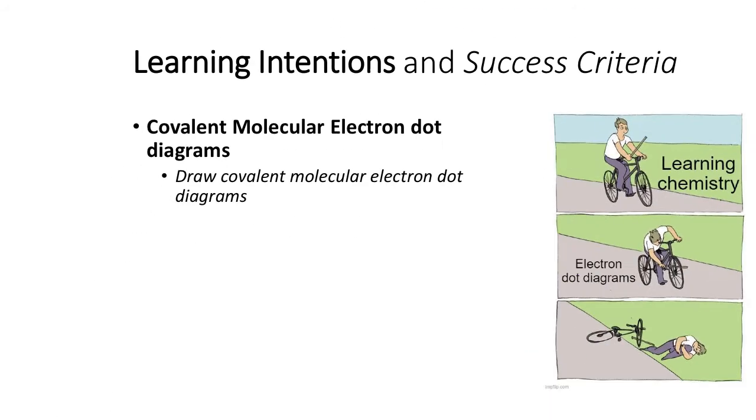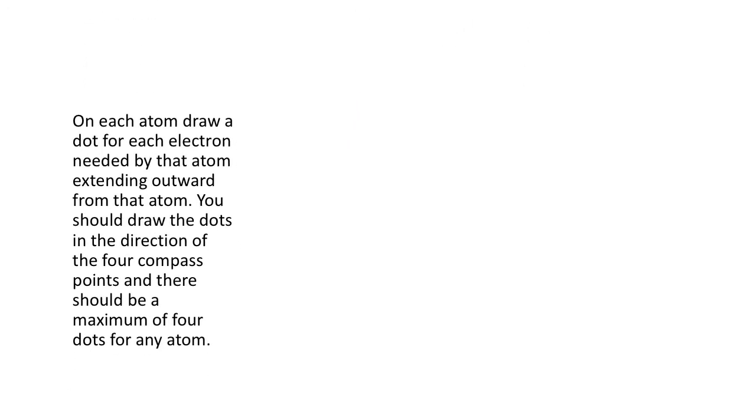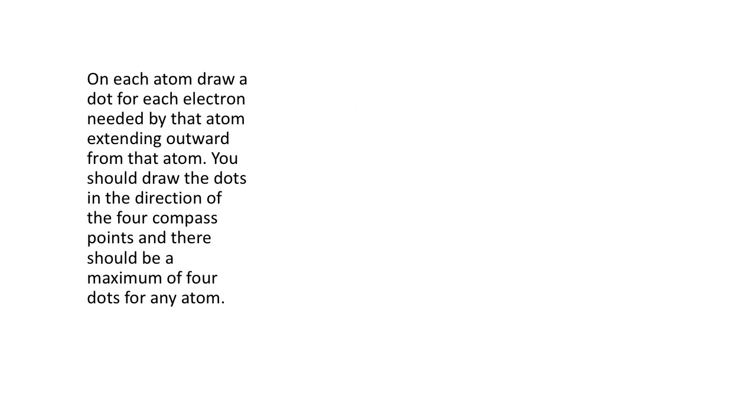Then you draw out each atom present in the molecule. Because it says H2O, I could draw out 2 H's and 1 O. You can draw these in a line, you can draw them in a circle, whatever you feel like. Then on each atom, draw a dot for each electron needed by that atom, and then you can make it into a line if you want to, extending out from that atom.